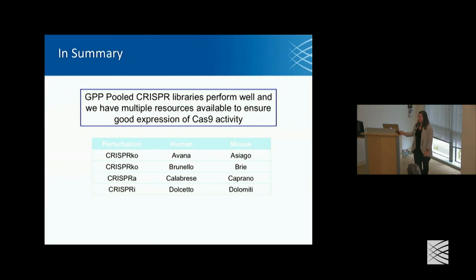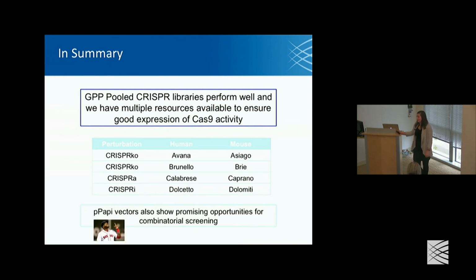To summarize, we have these great libraries available, both knockout, CRISPRa, CRISPRi, and our PPOPI vectors show promising opportunities for any types of combinatorial screening that people are interested in. And now we're going to hear from Zora more on how to actually execute these pooled screens.